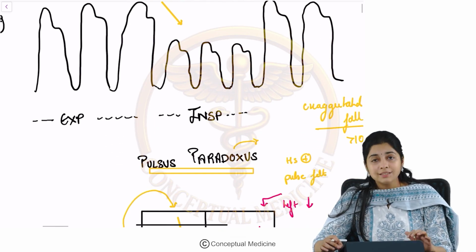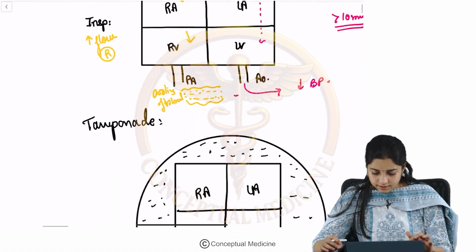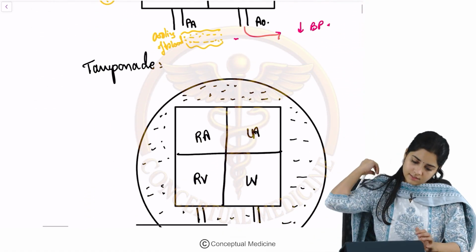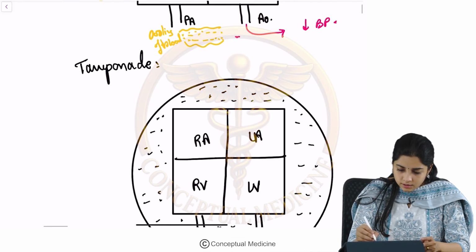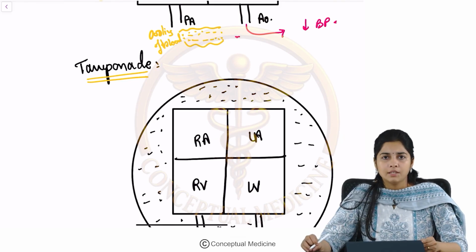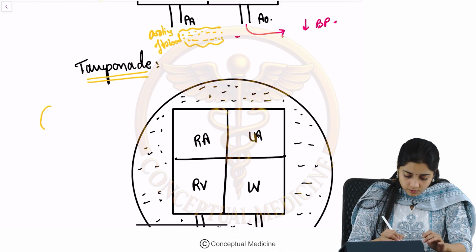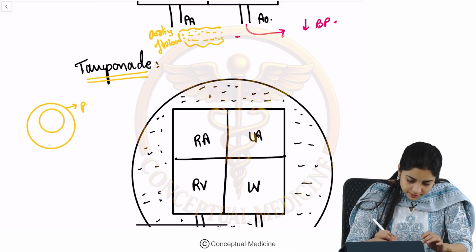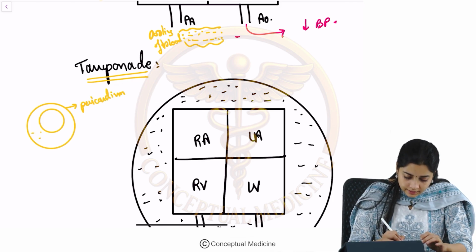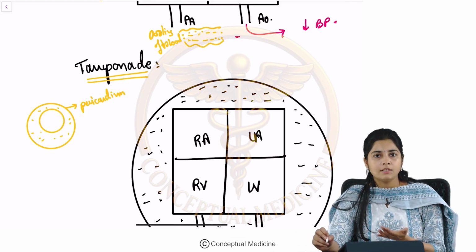Okay. So what are the conditions in which Pulsus paradoxus is seen? Now let us see that with the help of this diagram. So where is it seen? It is seen in a condition called cardiac tamponade. So what is cardiac tamponade? Cardiac tamponade is basically a condition where, as we all know, the heart is surrounded by the pericardium, right? And the pericardial fluid is very minimal. It is usually only about 15 to 30 ml.